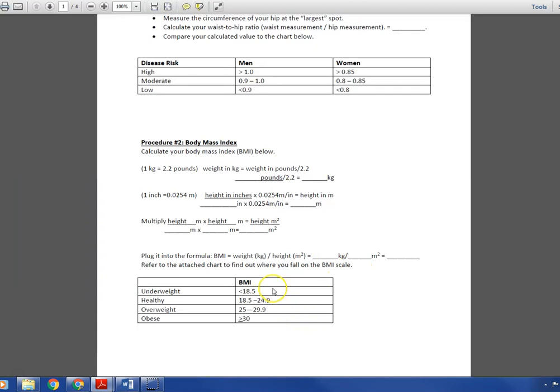So you can see standard values for BMI are listed here, what's considered underweight, healthy, overweight, and obese. And on the very last page of this lab handout, I have a table that you can look at to see where you fall on the BMI scale.